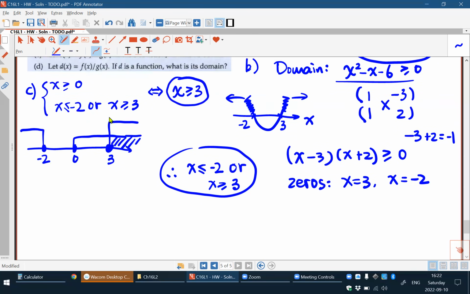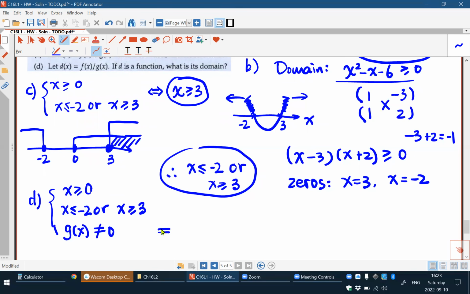Okay, last one, D(x) equals f(x) over g(x). So what is the domain? First of all, x must be greater than or equal to 0. That makes f(x) meaningful, right? Second of all, x must be smaller than -2, or x greater than or equal to 3. That makes g(x) meaningful, right? Do not forget g(x) is the denominator, therefore g(x) cannot be 0, right?